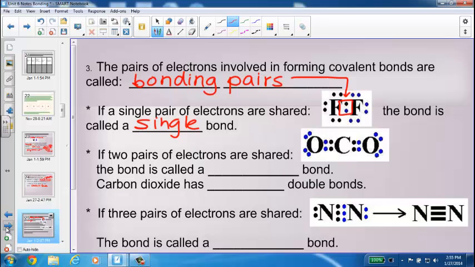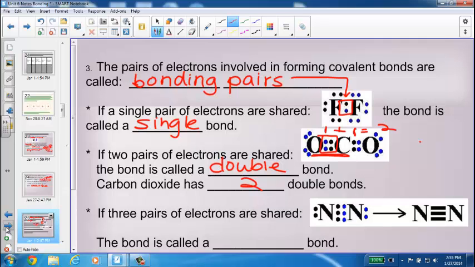If you look between carbon and oxygen here, again, we're only looking at one bond, okay? So we're not looking at this molecule. We're looking here between the carbon and oxygen. Notice that there are 2 pairs being shared. And if 2 pairs are being shared, we call it a double bond, okay? Carbon dioxide, then, as the whole molecule, has 2 double bonds. It has 1 double bond here and 1 double bond here for a total of 2.